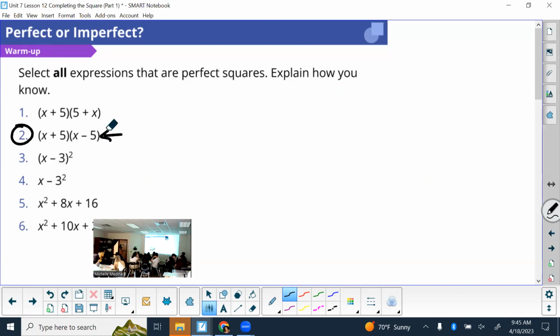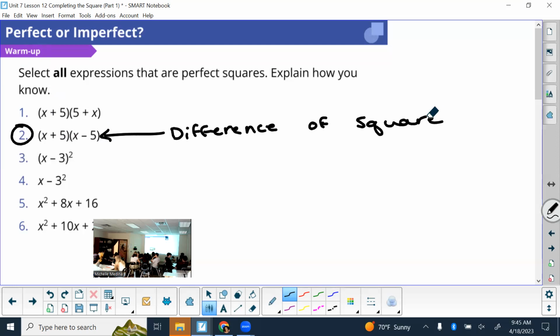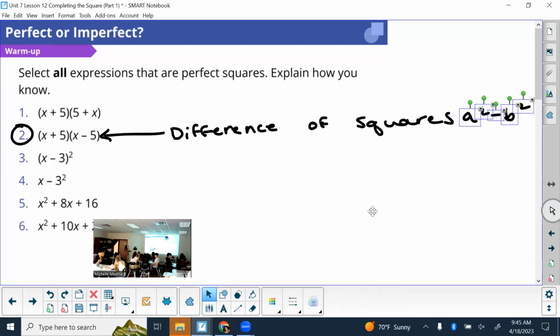Now, I can see why some people are getting it confused with a difference of squares. That's not the same thing as a perfect square. A difference of squares is really just talking about when it's in this form. That's how you factor it. So not the same as a perfect square. A perfect square would have to be the exact same thing. So table 5, do you want to maybe pick a different answer?